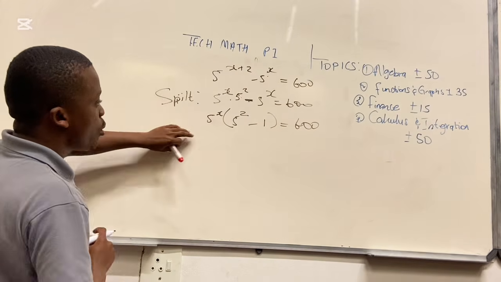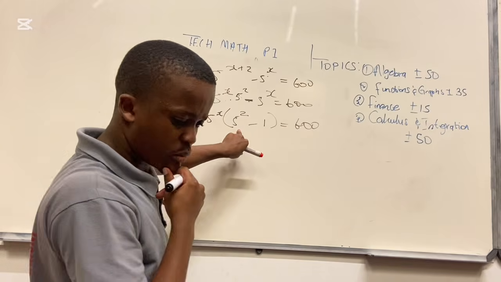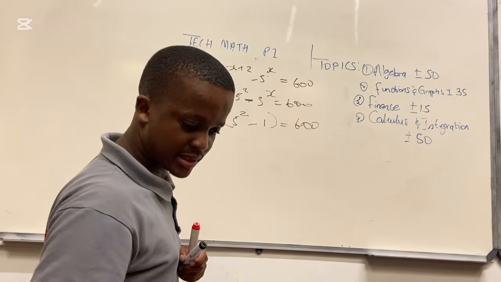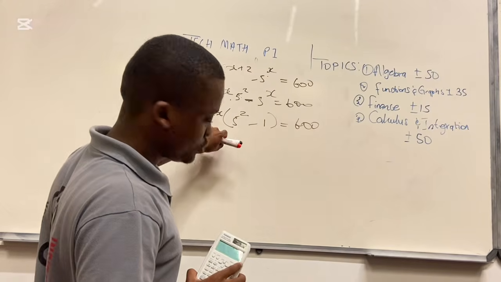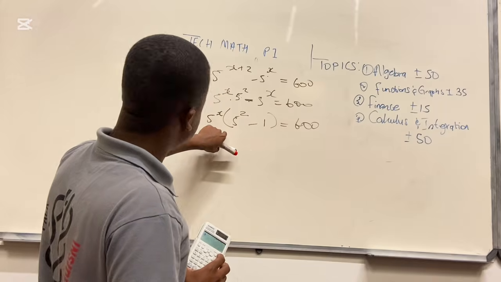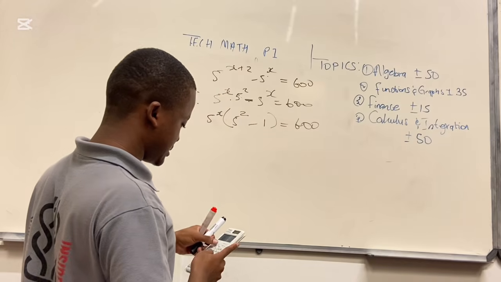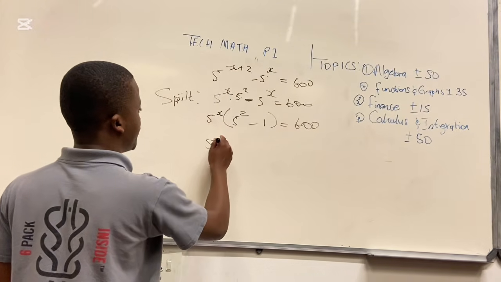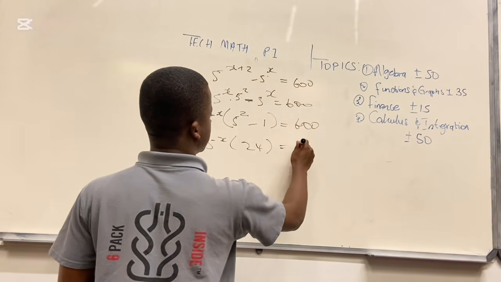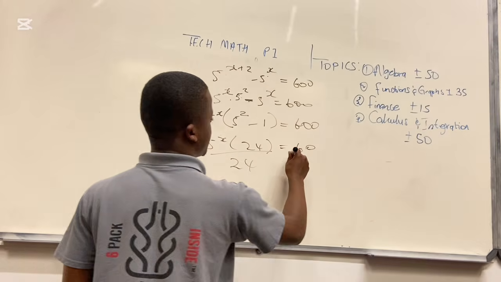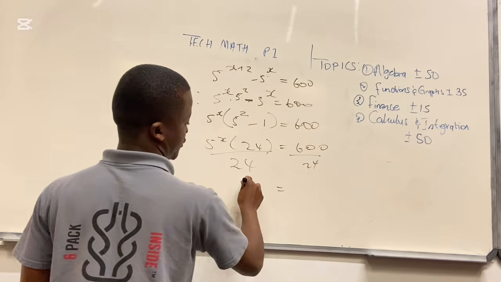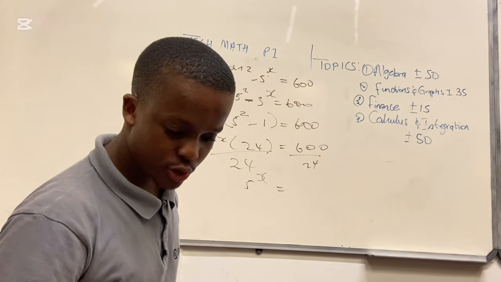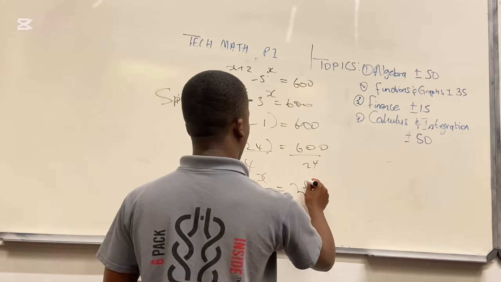Are we together? Now we have 5 squared minus 1. What do we get here? 5 squared minus 1 is 24. So this is 24 times 5 to the power of x equal to 600. Divide both sides by 24, then we're left with 5 to the power of x. 600 divided by 24, what do we get? We get 25.